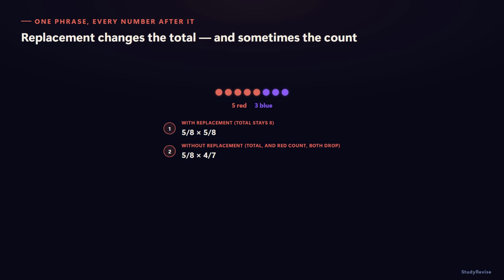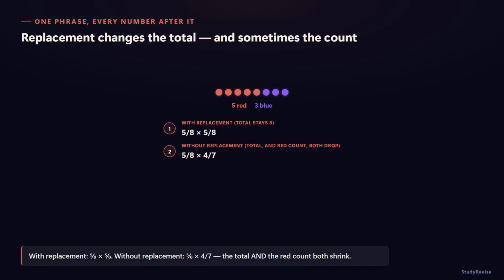shrinks that count too. Take a bag with 5 red balls and 3 blue, 8 in total. Drawing red, then red again, with replacement, 5/8 times 5/8. Without replacement, 5/8 times 4/7, since only 7 balls remain and only 4 of them are still red. Skim past that one phrase, and every probability calculated afterward is built on the wrong foundation.